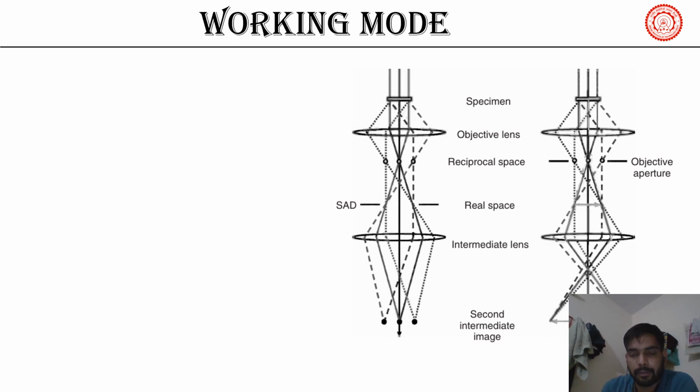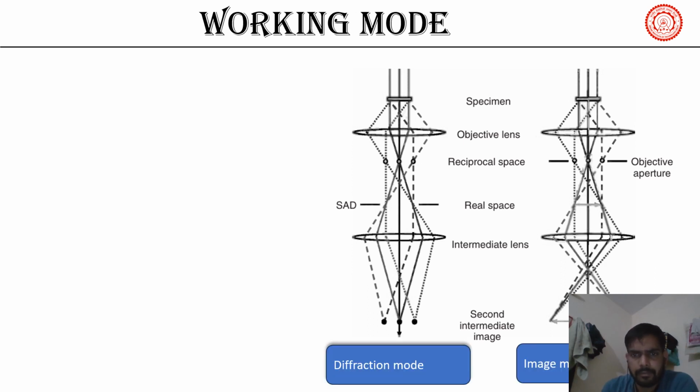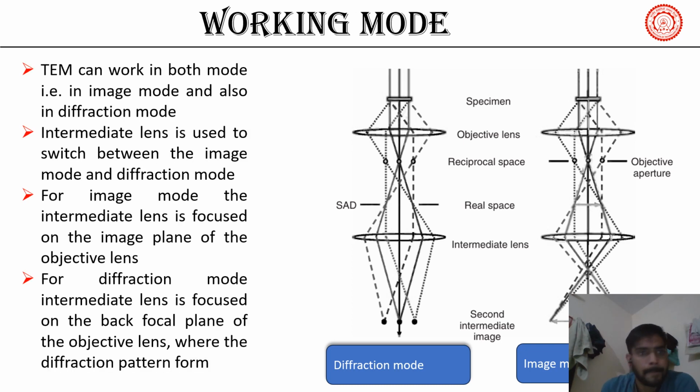Okay, now coming to the working modes of the TEM. There are two working modes. The first one is the diffraction mode and the second one is the image mode. In diffraction mode, we have to collect the reciprocal space information. So for diffraction mode, the intermediate lens is focused on the back focal plane of the objective lens, where the diffraction pattern is formed. And for the image mode, the intermediate lens is focused on the image plane of the objective lens.